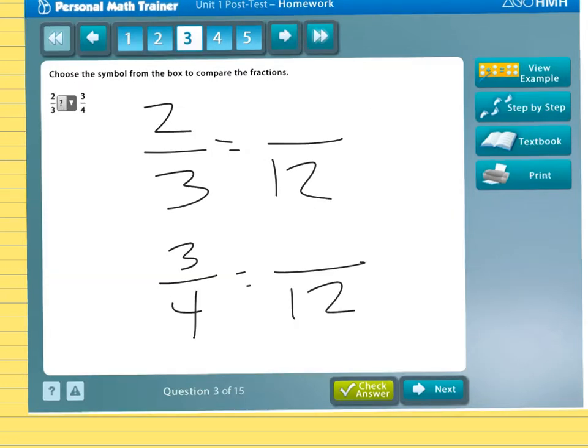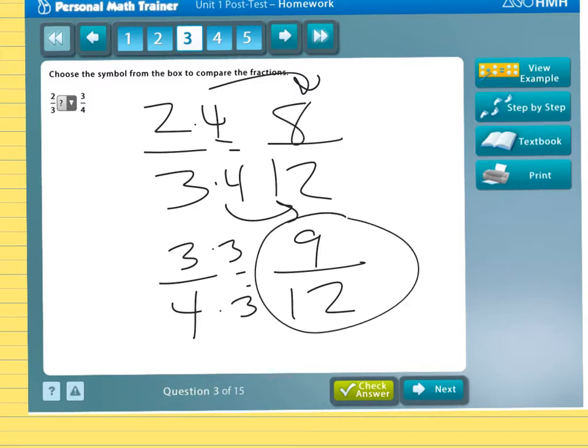Next problem is exactly the same. I've used a common denominator to very quickly do the double rainbow strategy, and you can see that 9/12 is greater than 8/12, so this number would be less than this number. You may have other ways to do it, but just one is fine as long as you're showing your work and your thinking. If you have another way of explaining your thinking, that would be fine too.